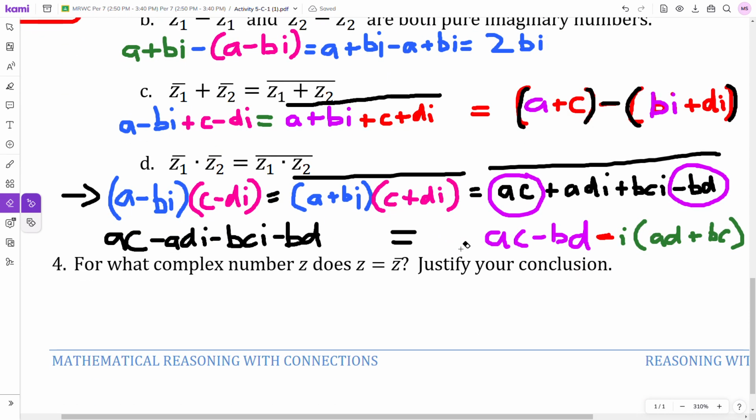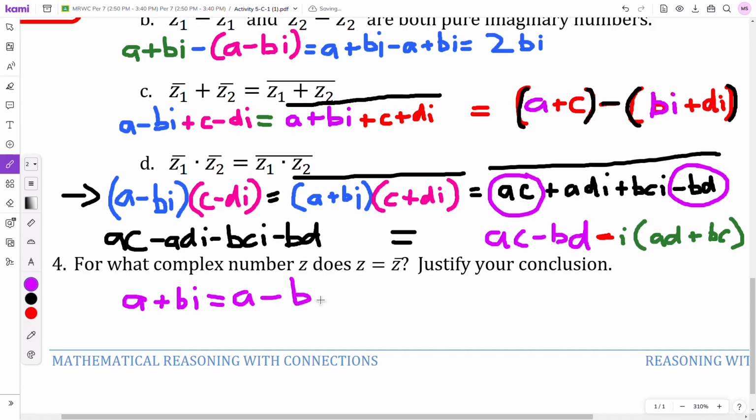For what complex number does Z equal the conjugate? Well, that's easy. So let's say you have A plus BI. Well, what they're saying is that this equals A minus BI. So how could that be true? Well, let's combine like terms. Let's subtract A on both sides, and let's add BI to both sides. So you get 2BI equals 0. Divide, well, I think it's pretty obvious. It has to be 0, right?